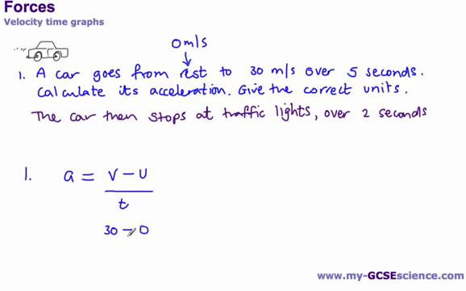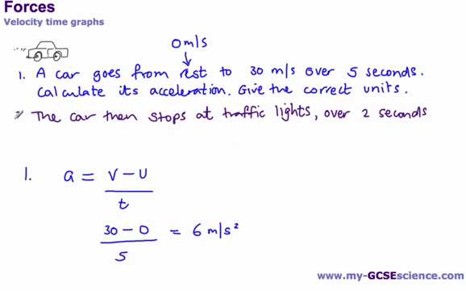So it's 30 minus 0 divided by the time taken, and the time taken in this case, it tells you over here, is 5 seconds. So the answer is 30 over 5, which is 6 meters per second squared. Don't get the unit wrong. Students often make a mistake with that, so it's important that you get that right.